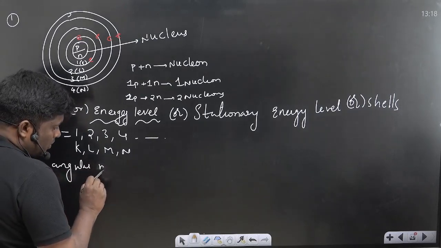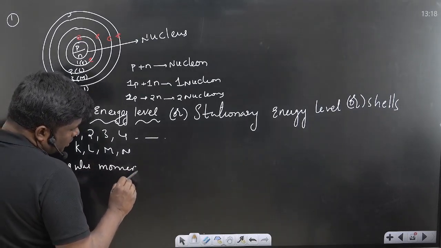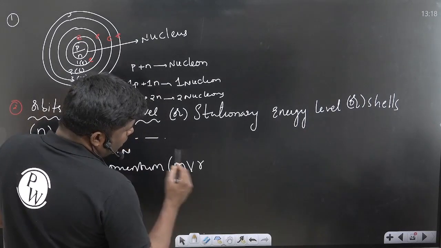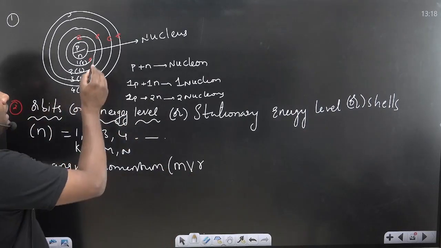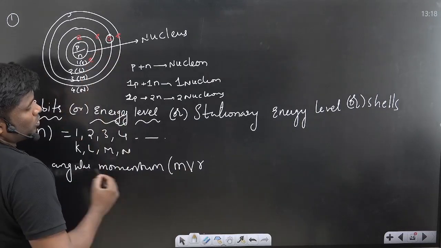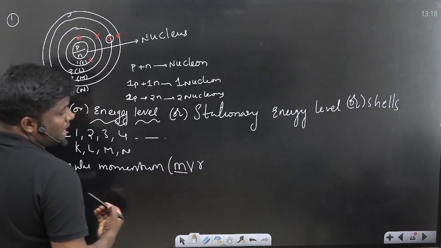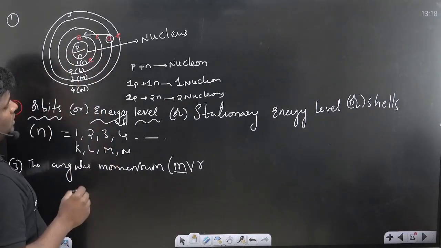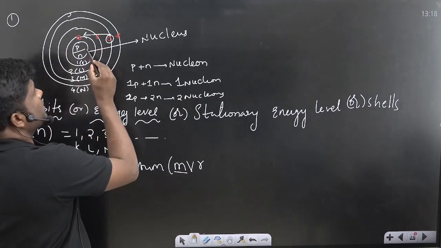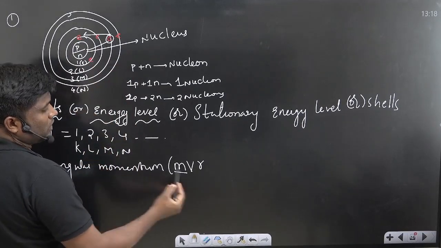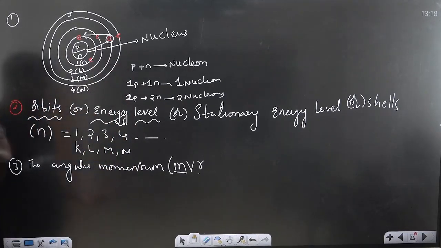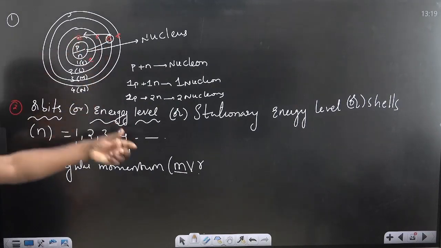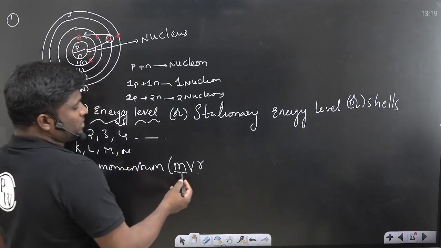Angular momentum of the electron. Momentum of the electron is indicated with mvr. So this is an electron moving with some mass and some velocity. The distance between the nucleus and this electron is r. That is known as angular momentum. This electron is moving with some velocity, at some angle, and with some mass and radius.